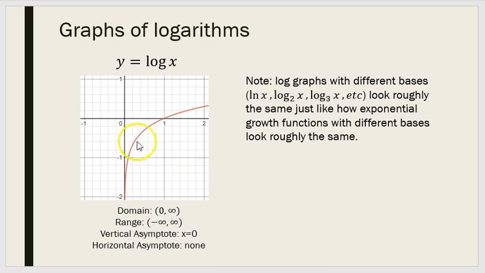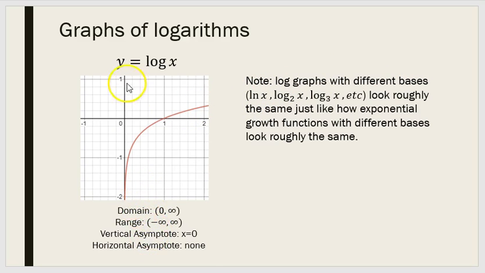This graph has a domain from 0 to infinity. It does not actually hit 0. It just approaches 0 on the left-hand side. So that's our x values from left to right. Our range, however, goes from negative infinity to positive infinity. It looks like it's approaching a horizontal asymptote, but it's not. It's still increasing forever. It's just that it's increasing slower and slower as you go out to the right.